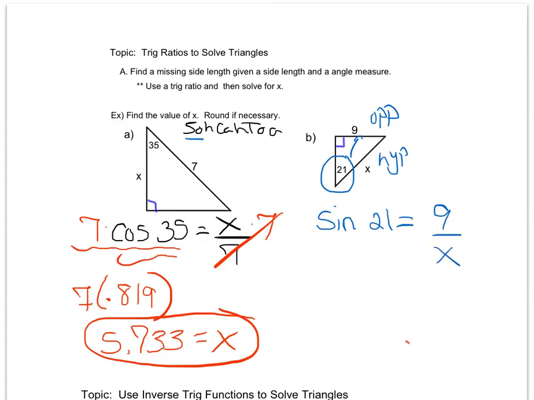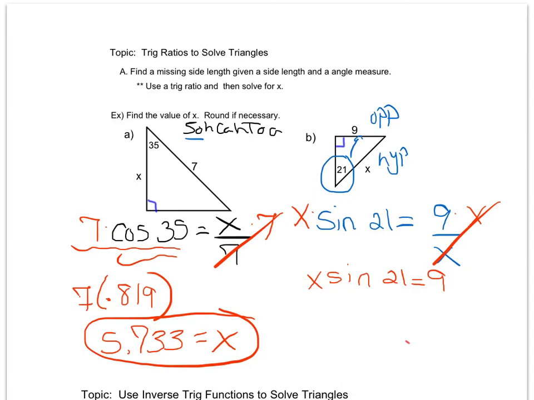So remember, I cannot solve a function if I have a variable in the denominator. We looked at this previously when talking about logarithmic functions. So I have to get this x out of the denominator. I can do that by first multiplying both sides by x. They cancel here, giving me x sine of 21 equals 9.